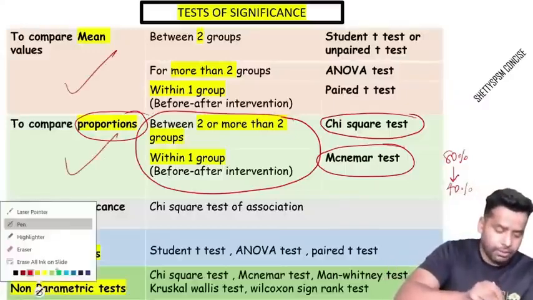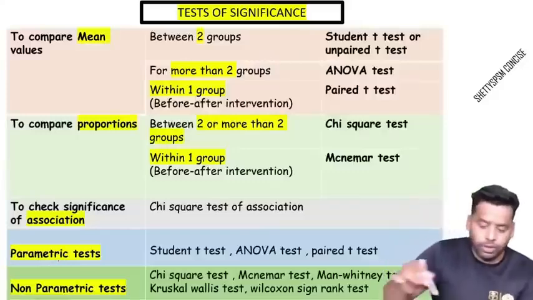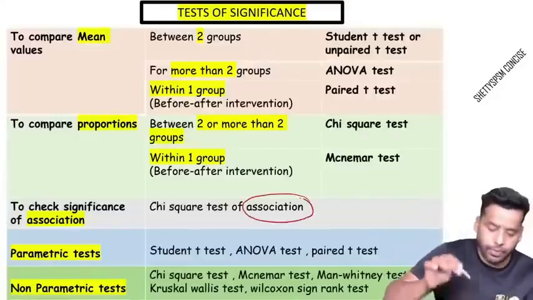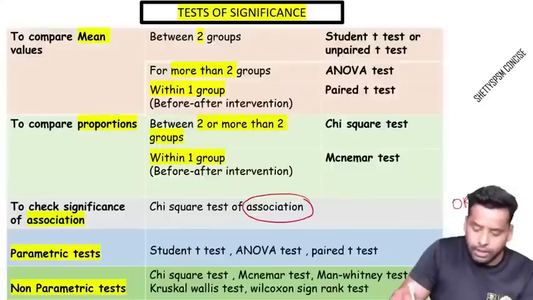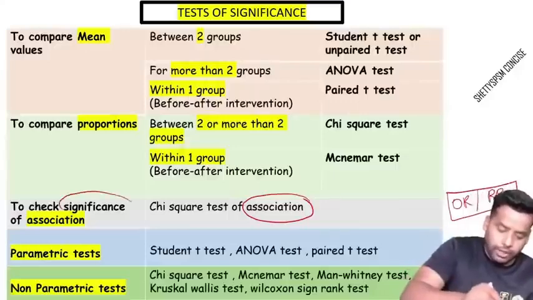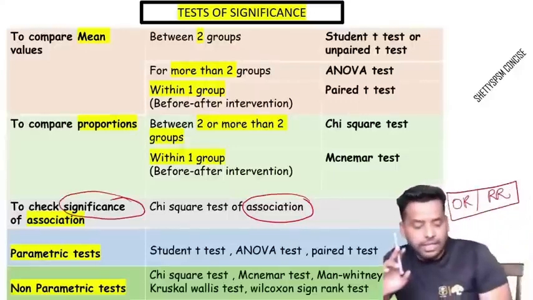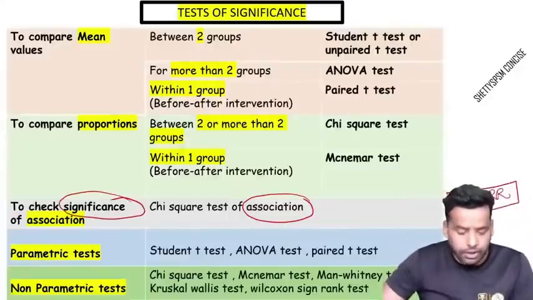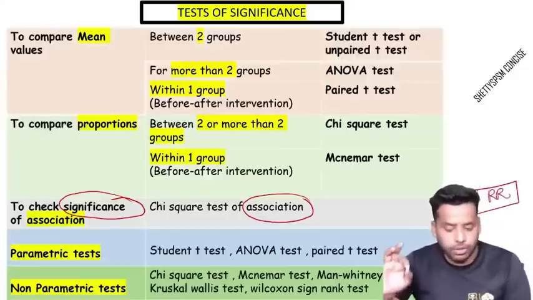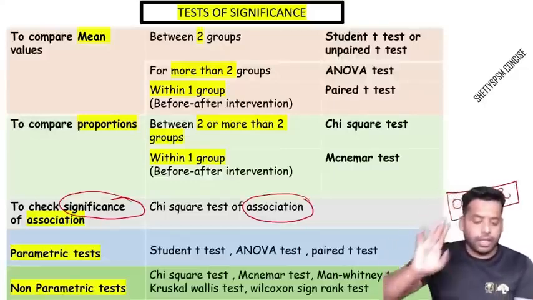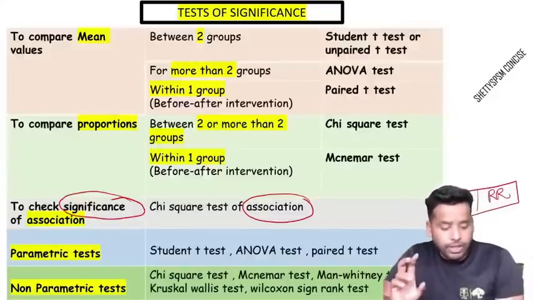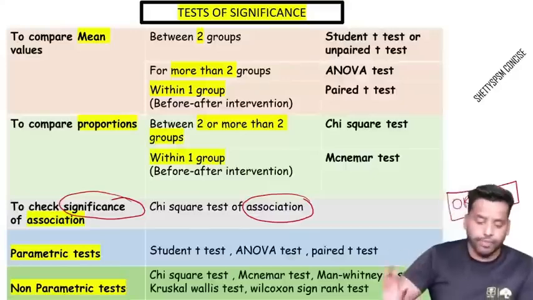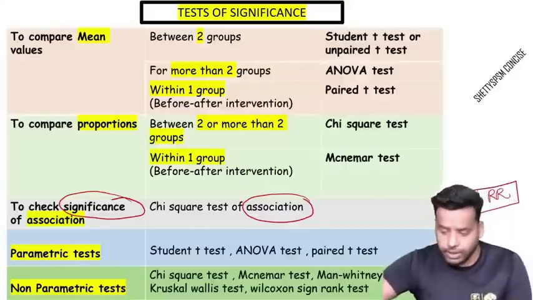Direct questions will come. If I want to study association, odds ratio, risk ratio will indicate strength of association. That is different. Which test will tell whether the association is statistically significant or not? See the words properly. Odds ratio, risk ratio will indicate strength of association. But my question is like this. Which test will be used to indicate significance of association?